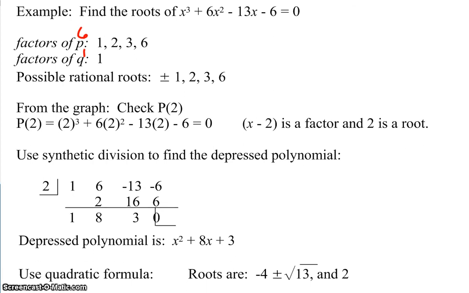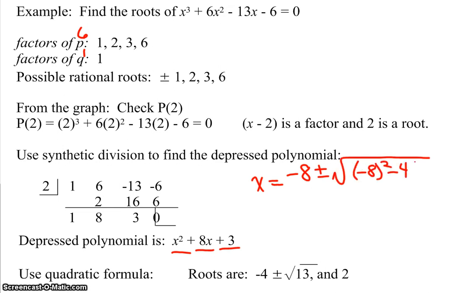To find the remaining factors, however, and the remaining solutions, I did synthetic division to find my depressed polynomial. The synthetic division is shown on your sheet, and you can see that your depressed polynomial is x squared plus 8x plus 3. Now, to finish that, I just did the quadratic formula. So I did x equals negative 8 plus or minus the square root of negative 8 squared minus 4 times 1 times 3 all over 2 times 1.